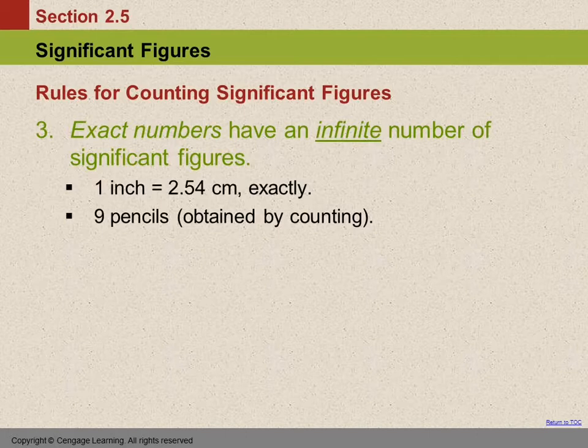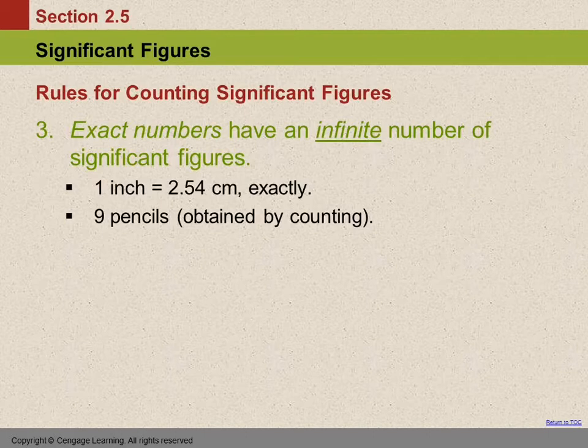If I count the students in the room, is there any uncertainty in that? No. Counting is exact. It's a particular number of objects. Other examples are things that are defined or numbers in equations. So 1 inch equals 2.54 centimeters. That is an exact conversion factor because of how the inch was defined. The inch was defined relative to the centimeter.